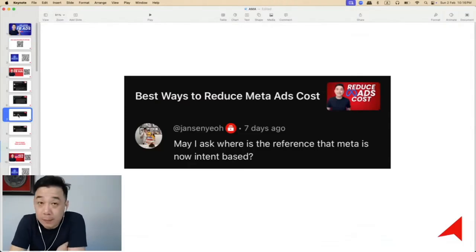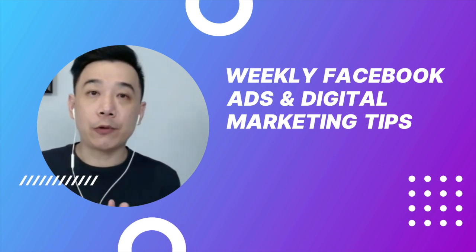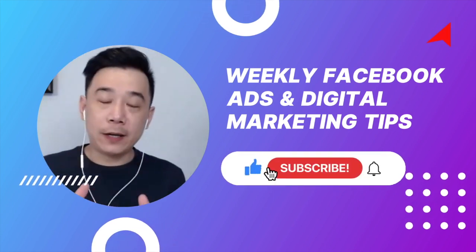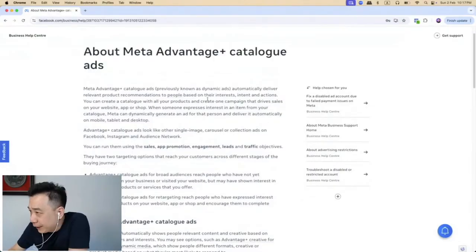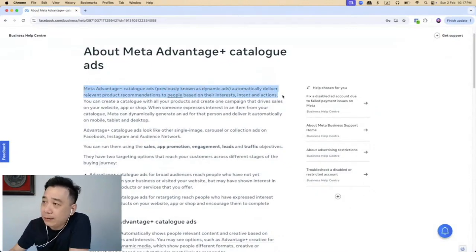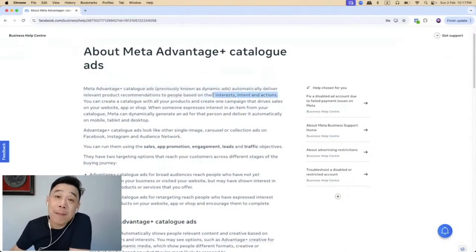I talk about this a lot. Meta advertising is now intent-based. Here, Meta Advantage Catalog ads automatically deliver relevant product recommendations to people based on their interest, intent, and action. So that is really what I mean by why Meta ads is now intent-based.